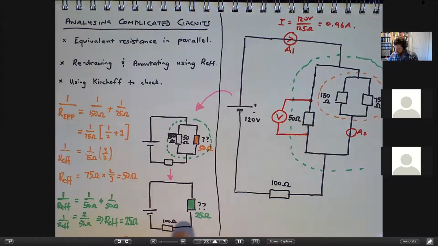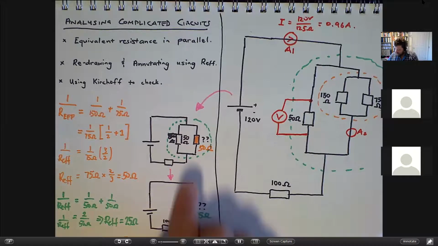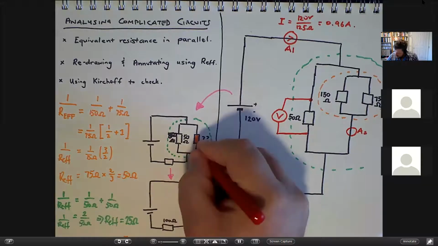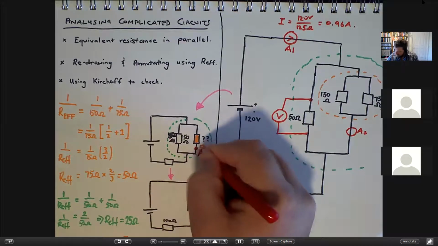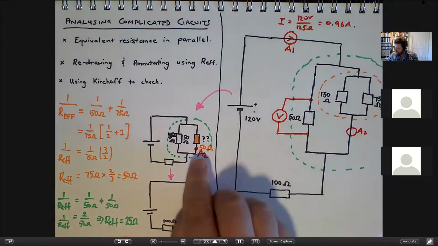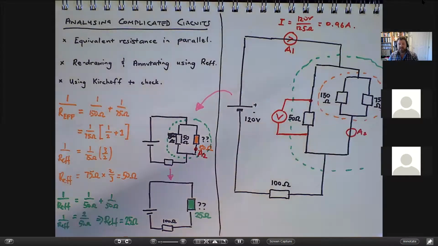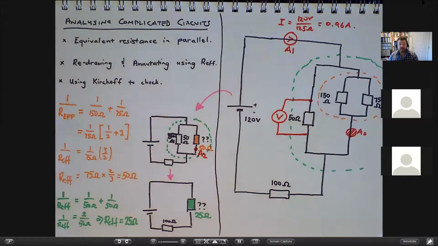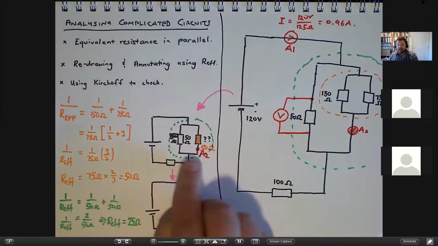So we're kind of looking inside this effective resistor, but we can use this diagram here, because that point there is A2. The orange can be treated as one resistor, and then we pass through our ammeter directly afterwards. Okay, so we can use this diagram here.